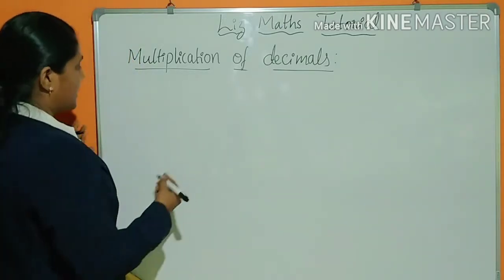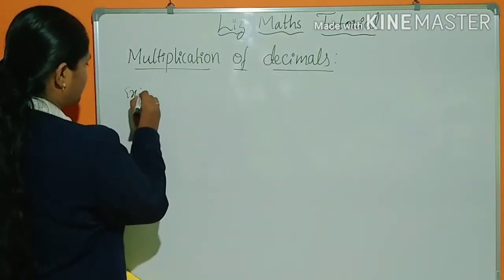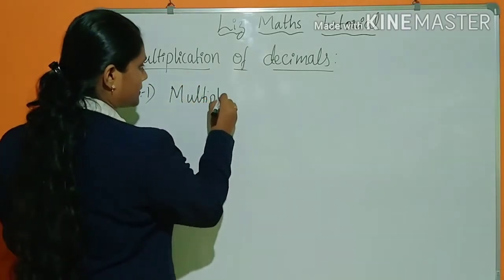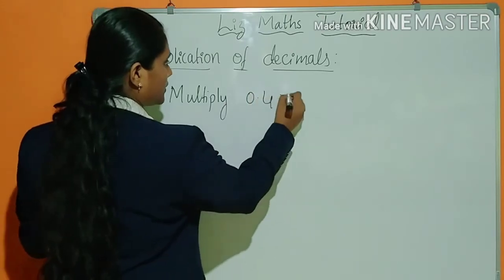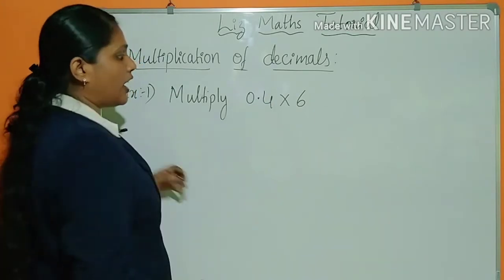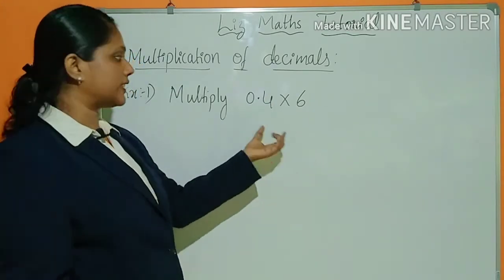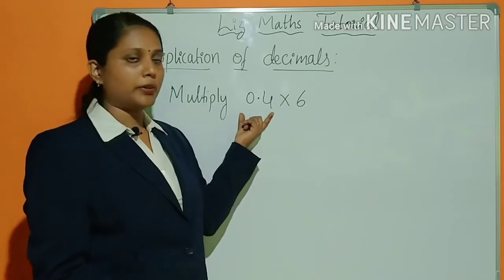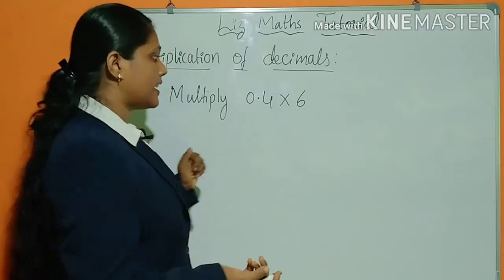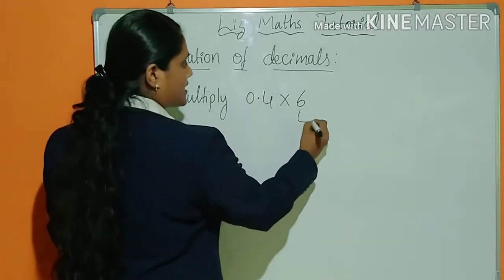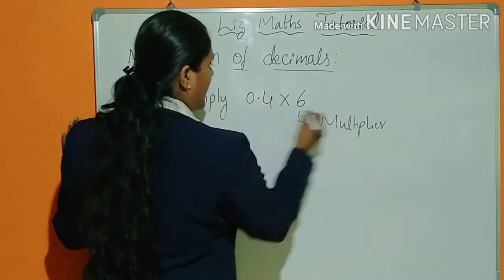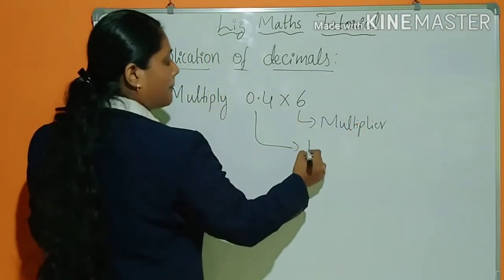See here, let me take example 1. Multiply 0.4 into 6. See how we have to multiply 0.4 into 6. Here 0.4 is a decimal number and 6 is a whole number. So here 6 is multiplying to this. So 6 is called a multiplier, and 0.4 is called a multiplicand.